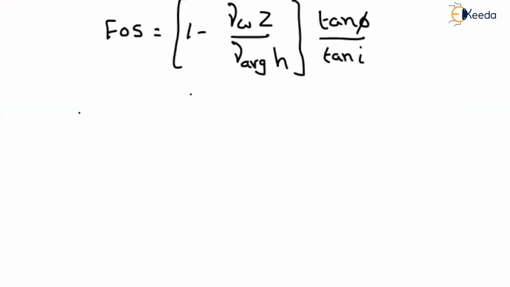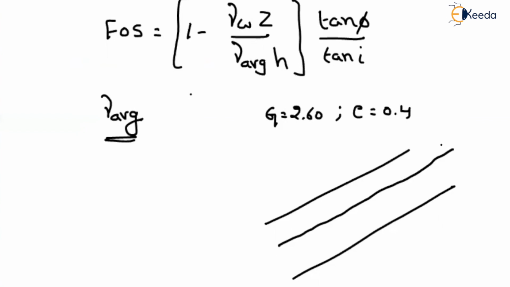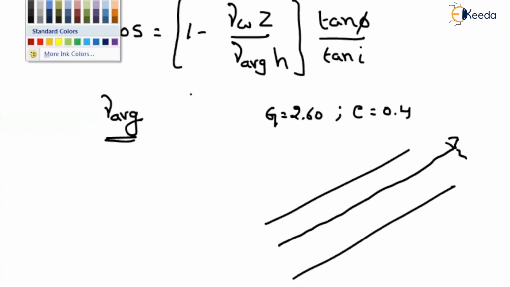So what values do we have to find out here? Here we have to find the gamma average value. What are the properties of the soil given? First, let us recall them. G is equal to 2.60 and void ratio is equal to 0.4. Let us redraw the given conditions. This is the seepage level. Or else let me draw with some different color.